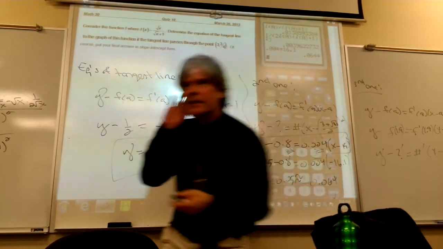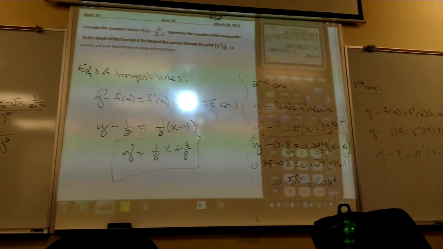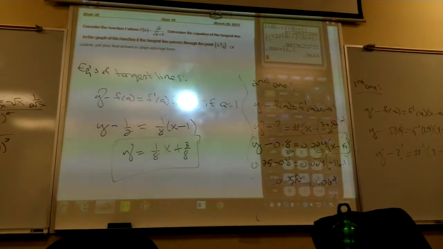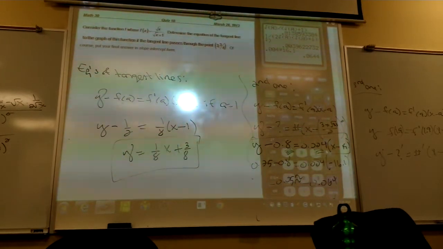I don't understand why you can't just plug in 3 in the derivative of f(x). Oh, here's the slope of it. Here's one.